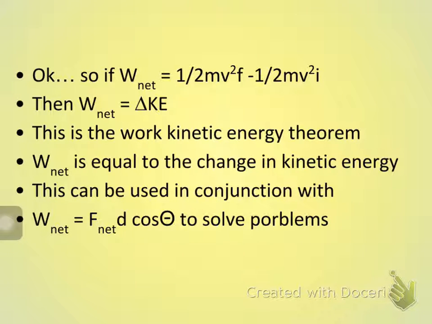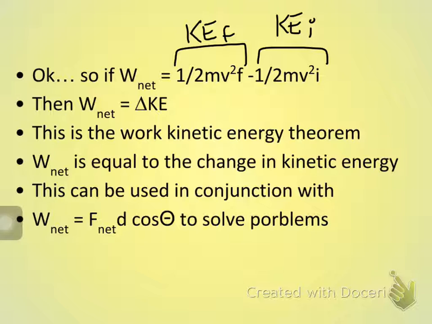Okay, so what this means is that work is equal to the change in kinetic energy. Because this, and somehow the subscript got lost, is KE final, and this is KE initial. So the net work is equal to the change in kinetic energy.